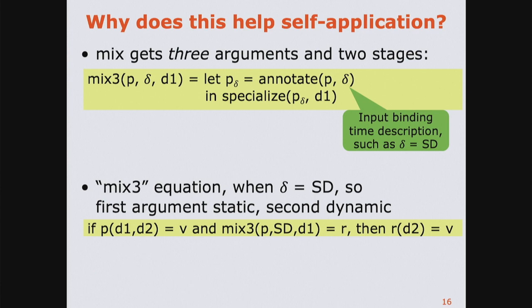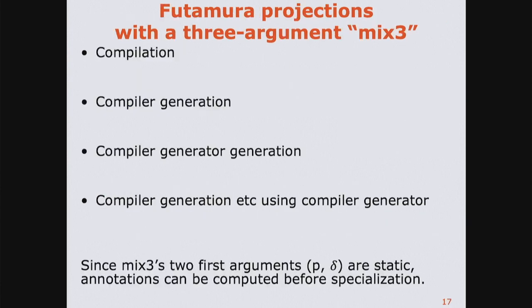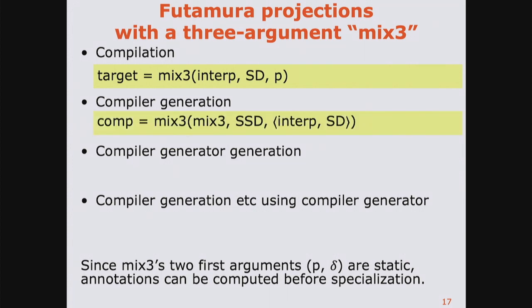And then there are some specialized equations for this. So with a 3-argument mix, the Futamura projections look slightly different. Specializing an interpreter with respect to a program, we also need to give it a binding time description, SD, telling mix that the interpreter's first argument is there, namely the program, but the second argument, namely the program's input, is not there. Compiler generation is a question of specializing this mix, given only the interpreter but not the program.